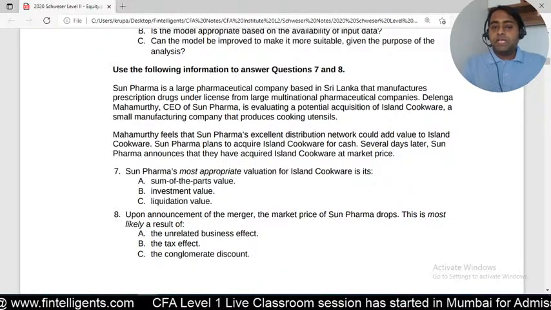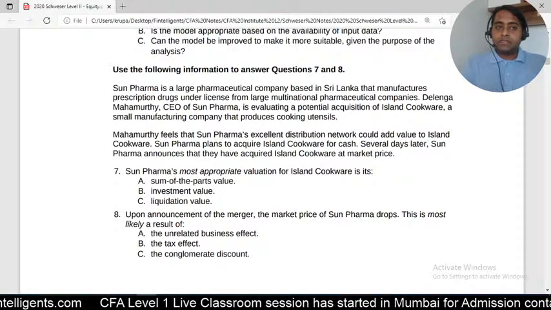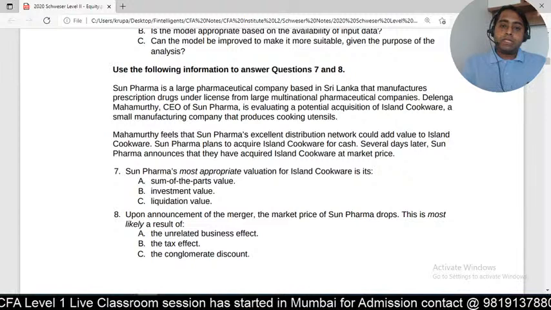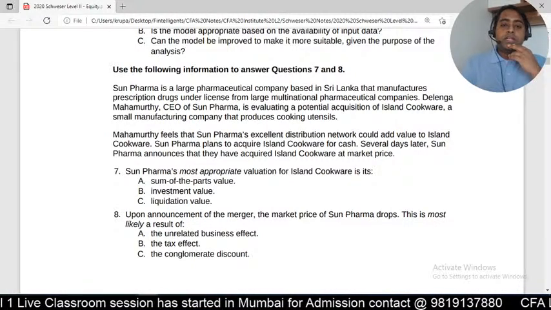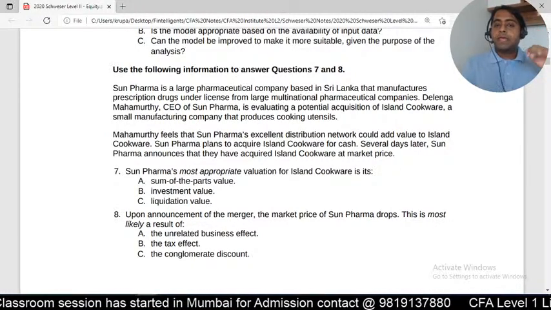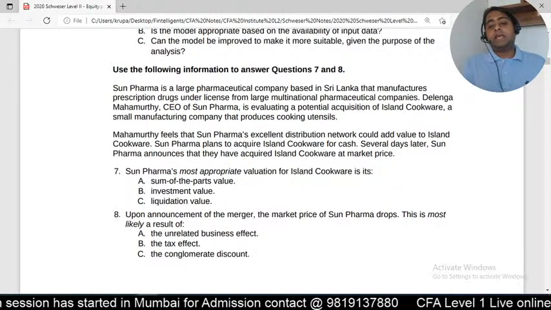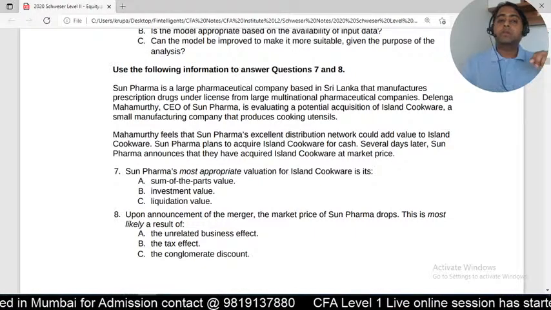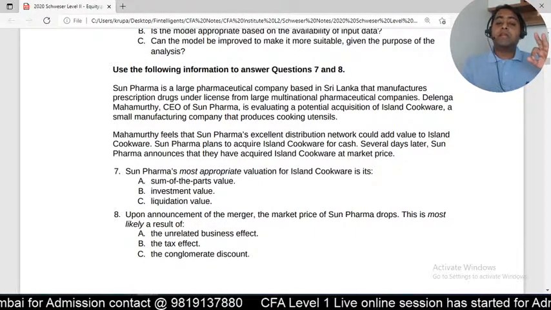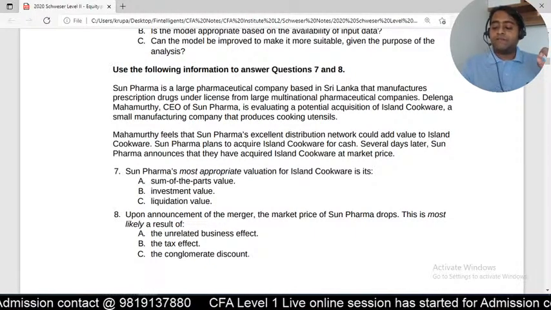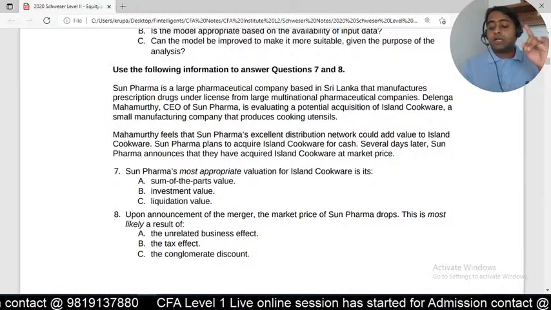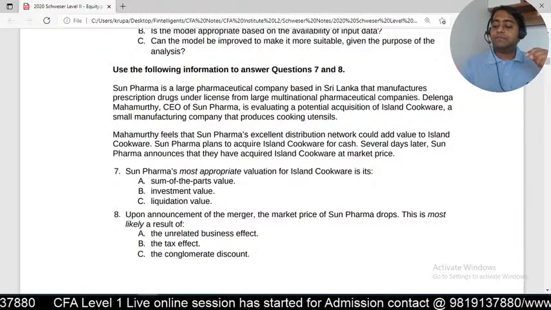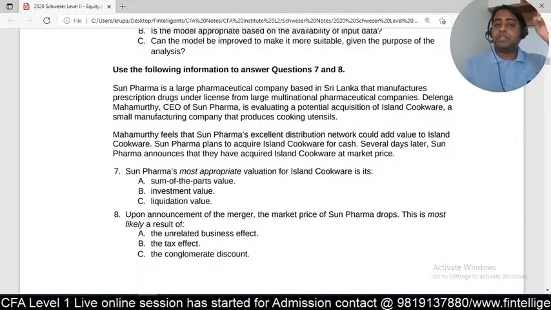Now he feels that the Cookware Island network is very good, and they can sell their Sun Pharma products through the distribution network of Island Cookware. And several days later, they realize that Sun Pharma has acquired that company. Now the first question, which is the most appropriate valuation methodology that they should have when they are trying to value the company Island Cookware? Come on, guys. 7th question. What is the answer? 7th question.